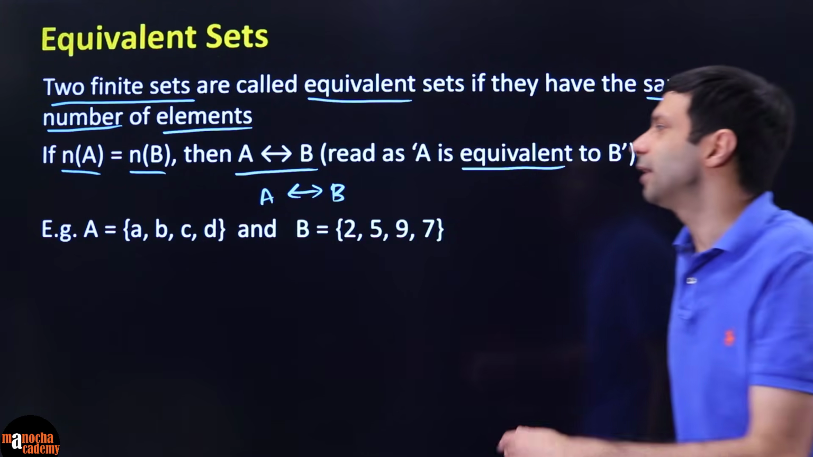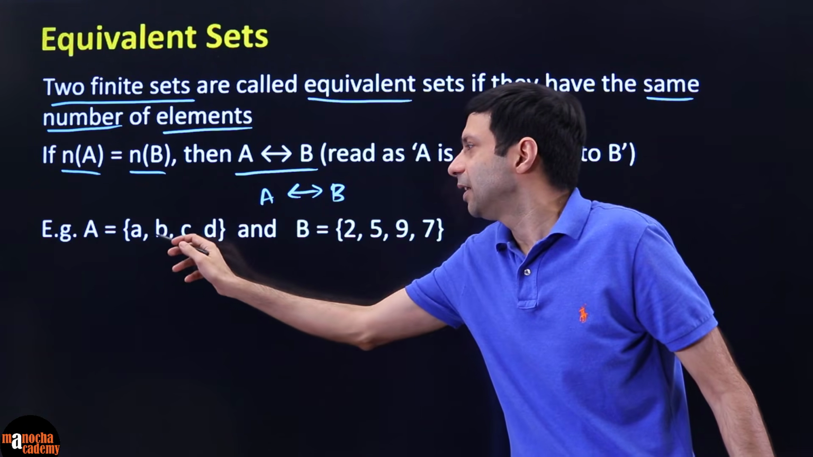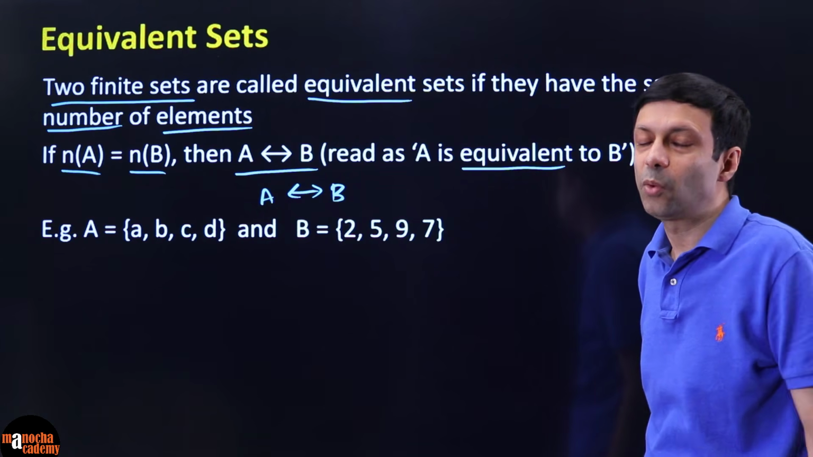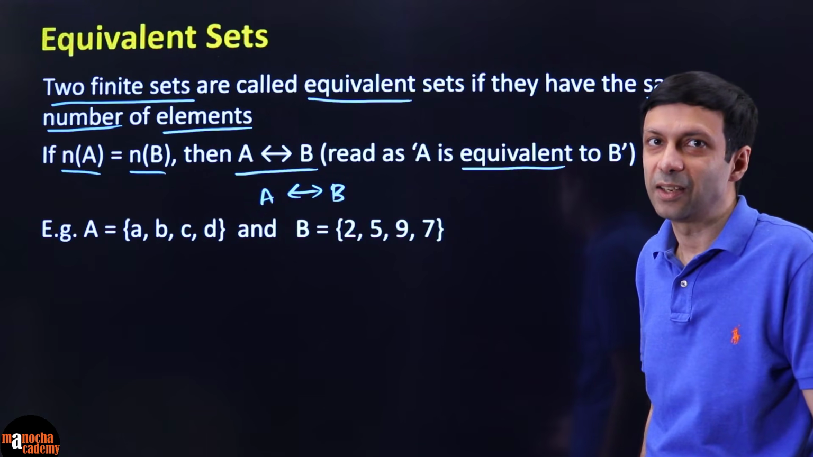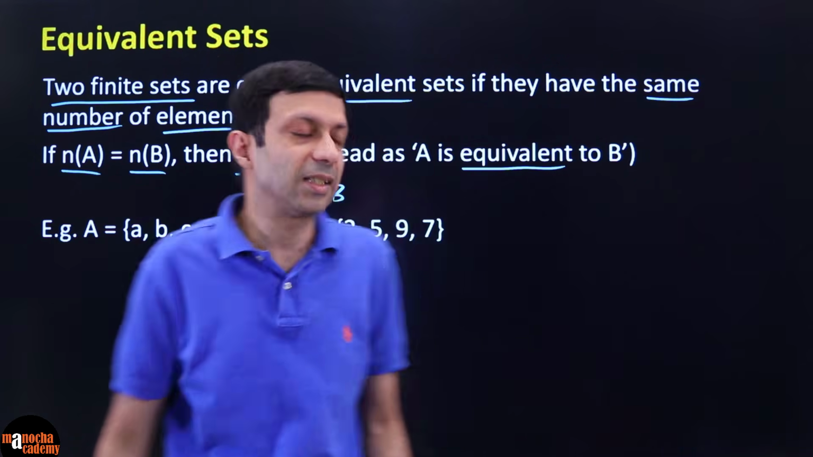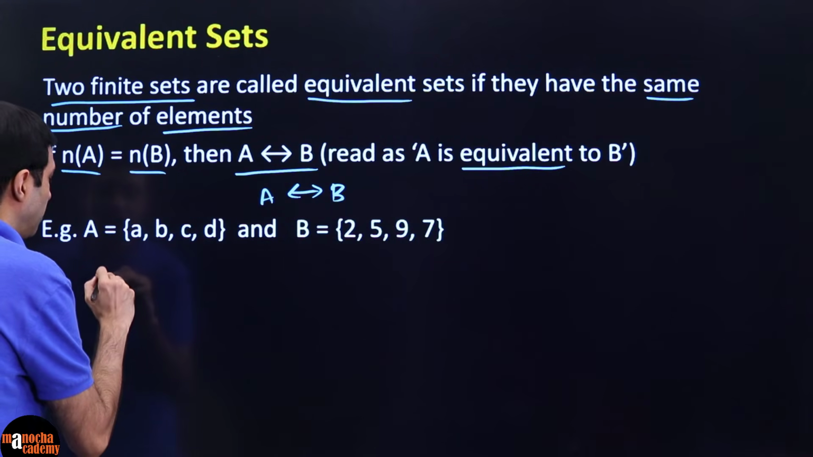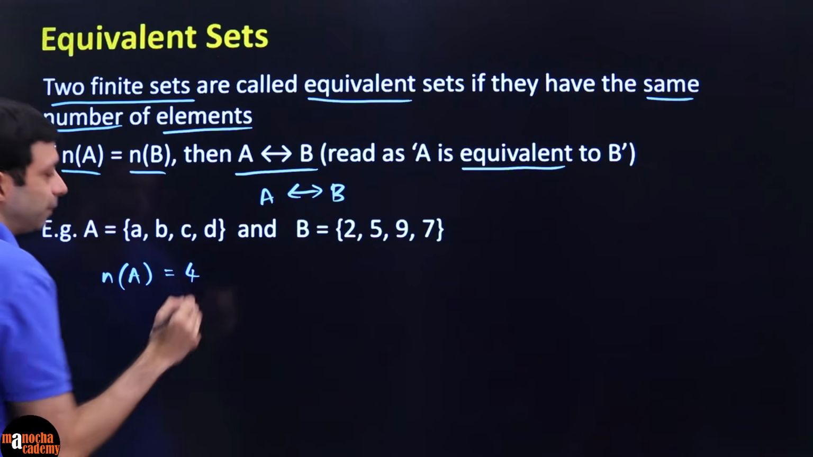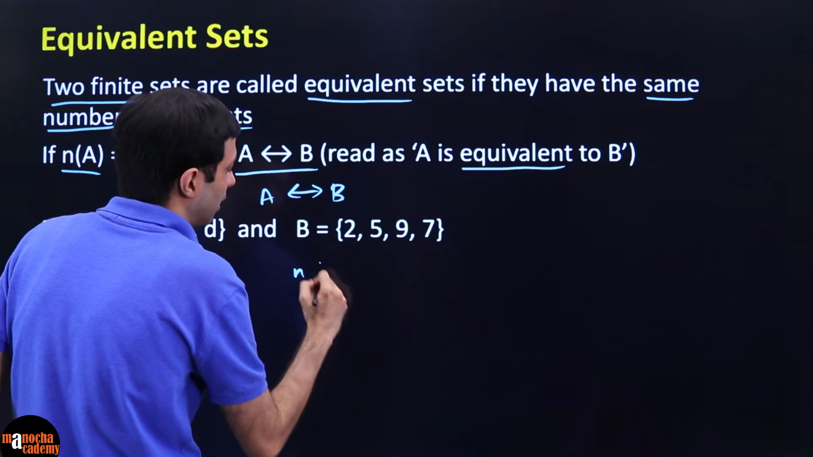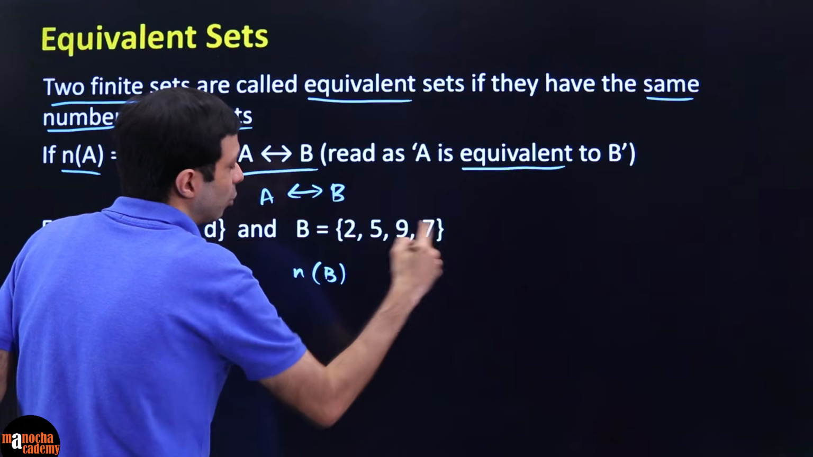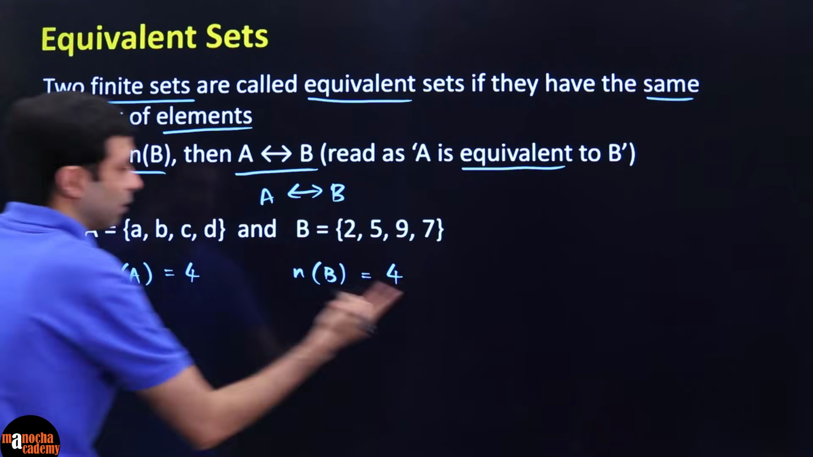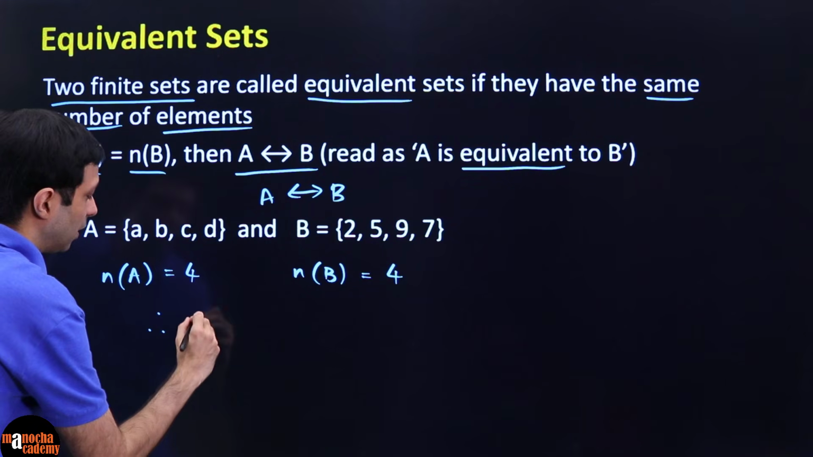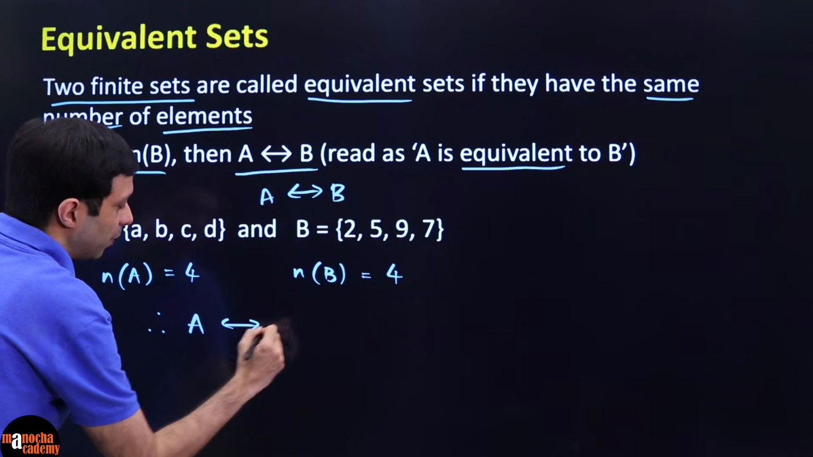Okay. Now if you look at this example, A is {A, B, C, D} and B is {2, 5, 9, 7}. Are they equivalent? What do you guys think? So see, how many elements does A have? As you can see, it has 4 elements, A, B, C, D, 1, 2, 3, 4. So n(A) equals 4. How many elements does B have? Again, the number of elements, the cardinal number here is 1, 2, 3, 4. Since the two sets have equal number of elements, which is 4, therefore, we can definitely say A is equivalent to B.